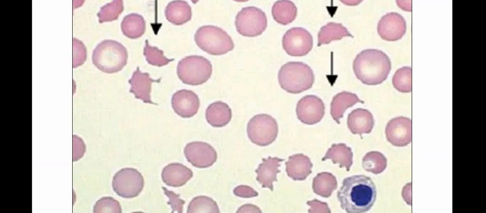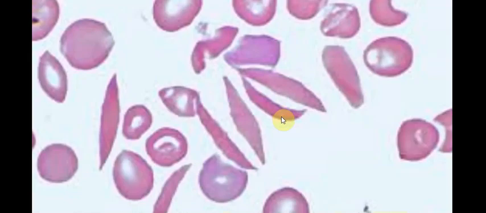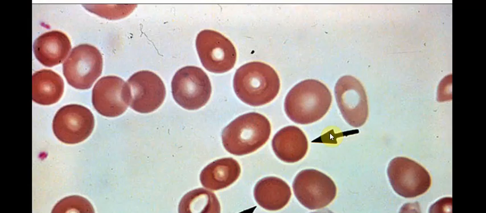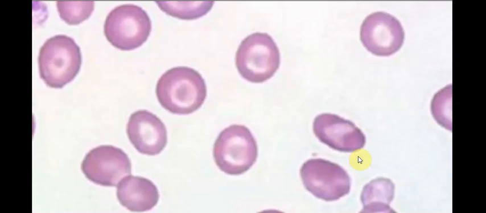These are cystocytes. Arrows are indicating cystocytes. Here, here. Very good slide showing sickle cells, multiple sickle cells. Spherocytes, very classic picture. Target cells, very classic picture.